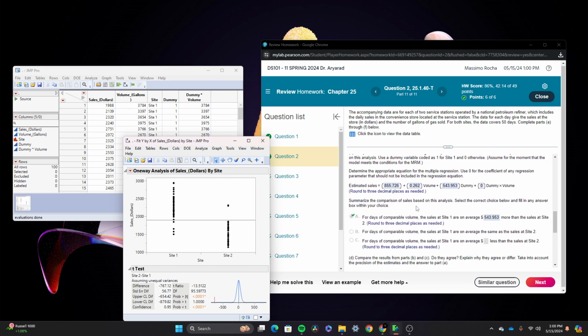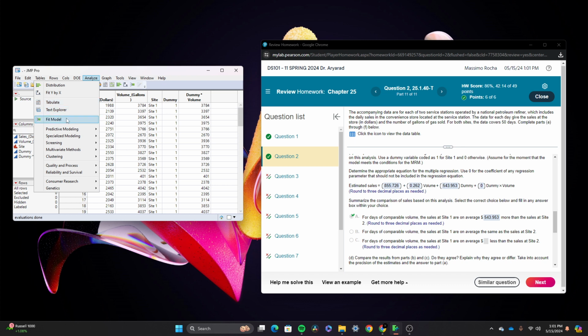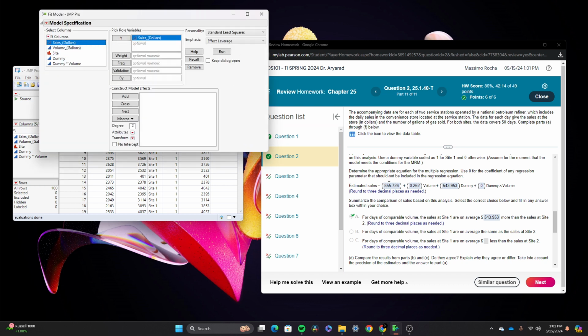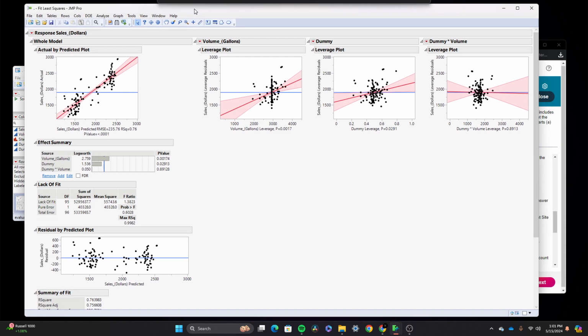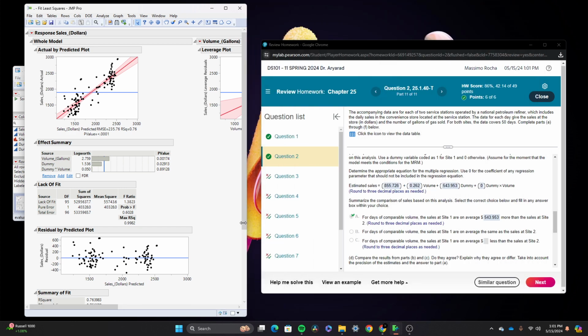So, moving on to this part here, how do we find these numbers? It says determine the appropriate equation for the multiple regression. Well, this one, exit out of that, we're going to have to go to fit model, sales, then you just see the ones that we're putting in. We got volume, put volume, dummy, put dummy, dummy times volume. That's the way that I do it. Put that in. Close this a little bit. There we go.